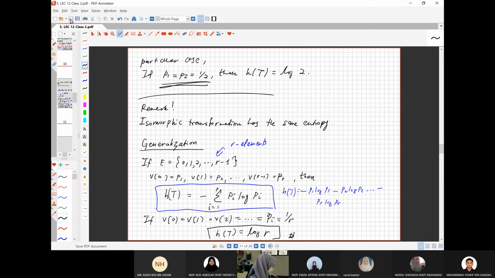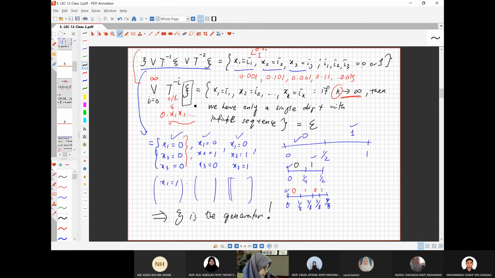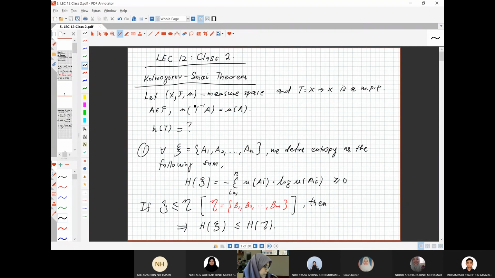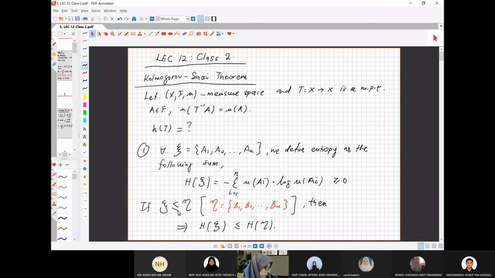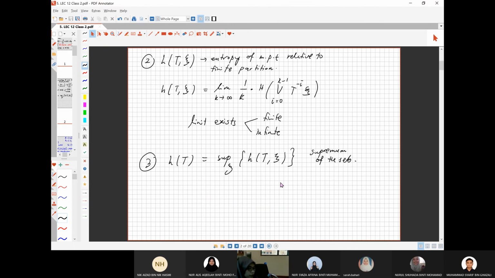Boleh? Boleh. Okay, good. So let me recall what we have learned for today's class. In today's class, I recalled the definition of the Kolmogorov-Sinai theorem. In the Kolmogorov-Sinai theorem, we should have at least two properties. First, you should have the finite entropy, finite partition, with the definition of entropy. And if you have the condition that psi is less than or equal to eta, then you will have the entropy of psi less than or equal to the entropy of eta.